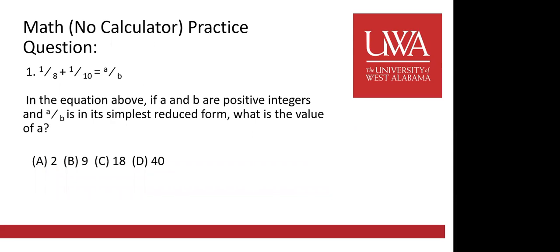Okay, so we're going to dive right into one of the first practice questions. Remember, during this question, you cannot use a calculator. So if you look at number 1, it's 1/8 plus 1/10 equals A over B. In the equation above, if A and B are positive integers and A over B is in simplest reduced form, what is the value of A? Take a second, look that over, do the math, and we'll proceed with the answer.